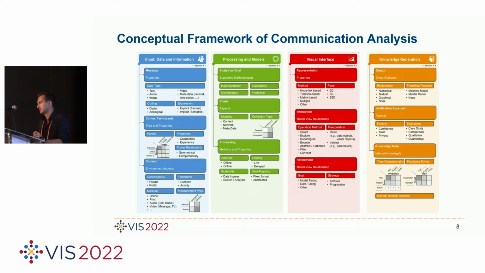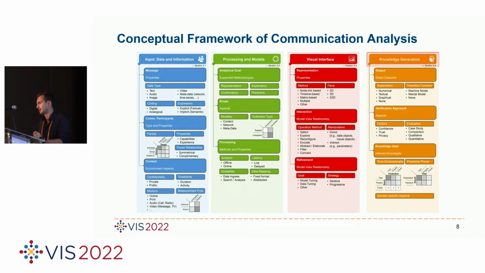And the framework here consists of 4 main dimensions: first, input, data and information; second, processing and models; third, visual interface; and fourth, knowledge generation, which is inspired by the process model by Keim. Now, each category contains several properties and sub-properties, which allow for systematic analysis of these systems. And note that these properties are also multifaceted, so for a detailed analysis, it's probably best to look at our paper, because these are not really mutually exclusive in all senses, so there are a lot of different options there.